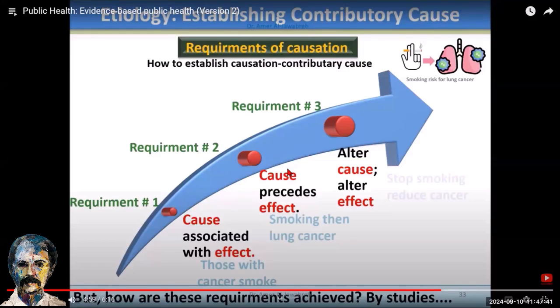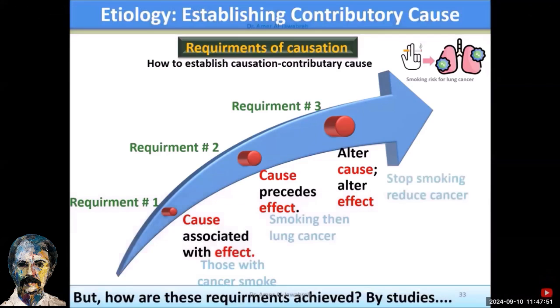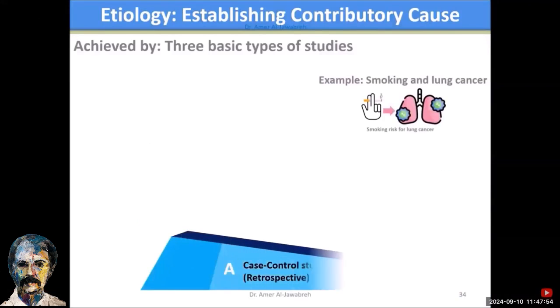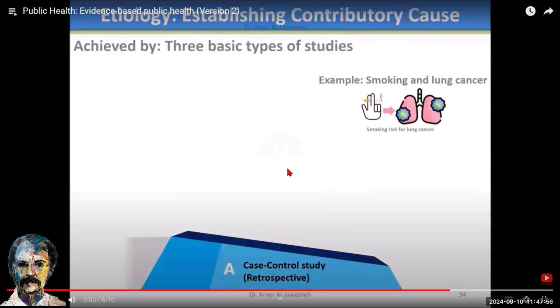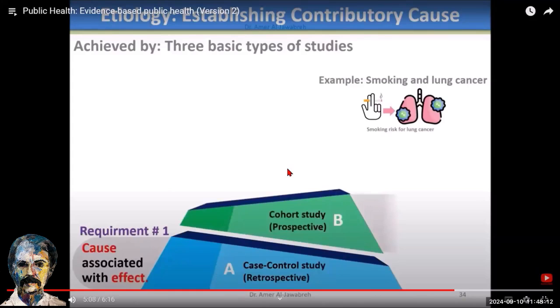How do we achieve these requirements? We need studies. We need 3 types of studies. Let's have a look at them. Look, first, we make a simple study for requirement 1. It's an observational study. We call it a case control study, retrospective. That's the simple one. It might take you a year or 2. Then we go for a cohort study, more advanced. This might take you 10 to 15 years. See how difficult? Lots of time.